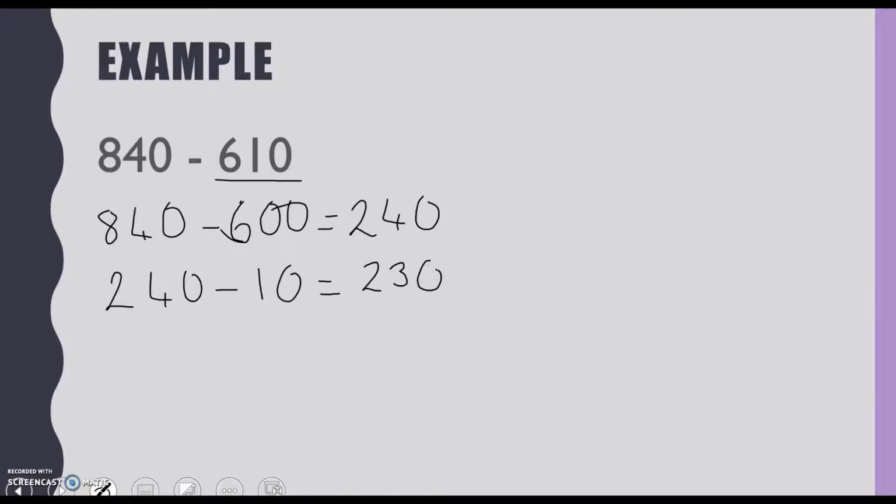Remember, these are steps you should be doing in your head, not writing these down. I'm writing them down so that you can see what my thoughts were. Another way to do it is to do your 40, take away 10, to give you your 30, and your 8, take away the 6, gives you your 2. Maybe you can chunk it up that way.